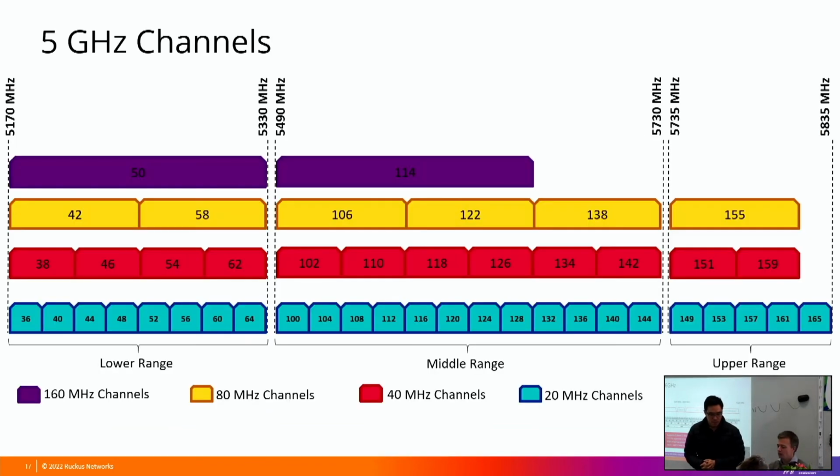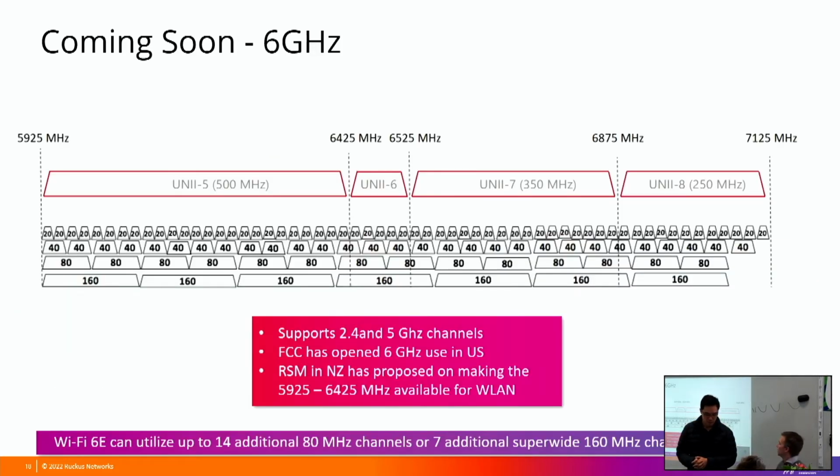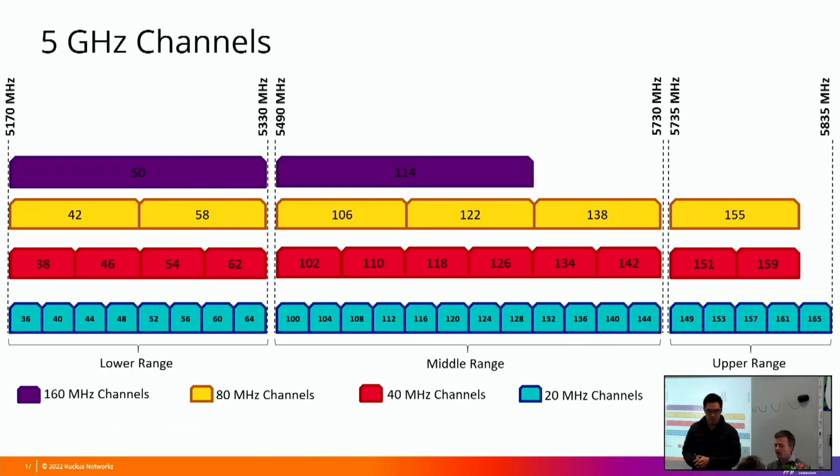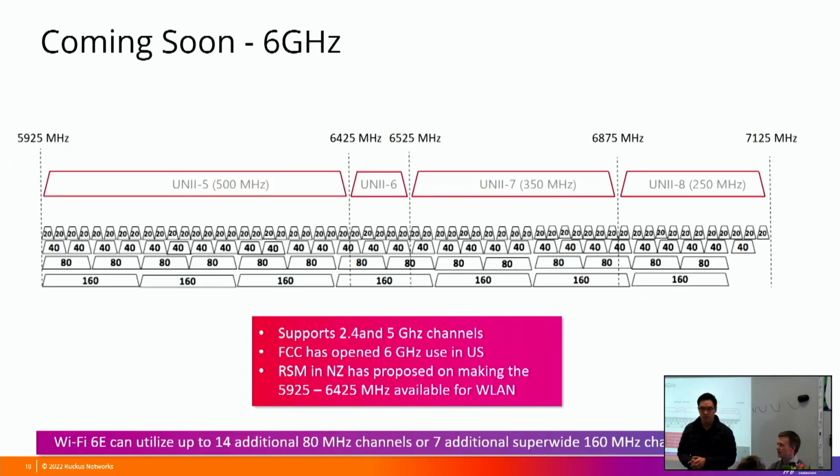When you look at the 5 gigahertz, go back to this slide, the 5 gigahertz channels we use today also consume 500 megahertz worth of bandwidth. So when 6 gigahertz Wi-Fi comes on, it'll provide us another 500 megahertz of bandwidth that we can use. So the amount of channels that are available on 5 gig will be available again to us in the 6 gigahertz spectrum.